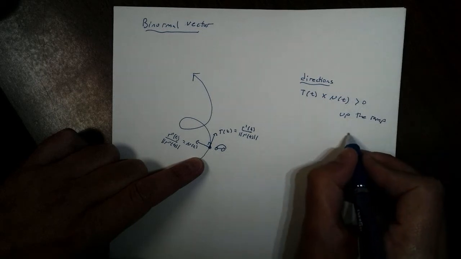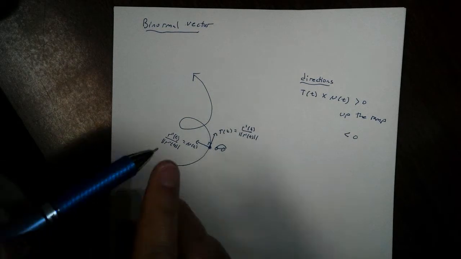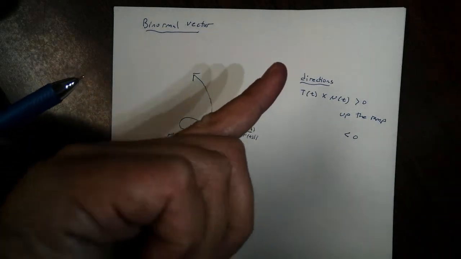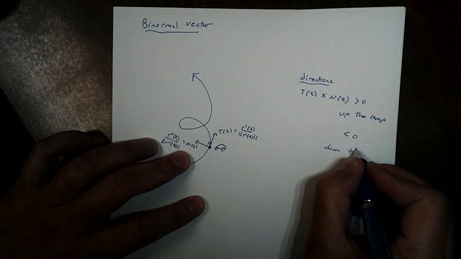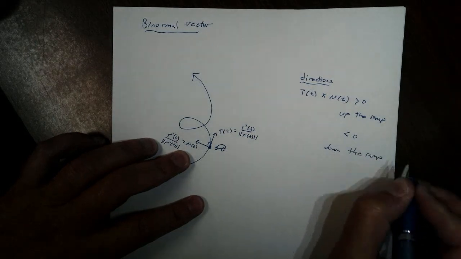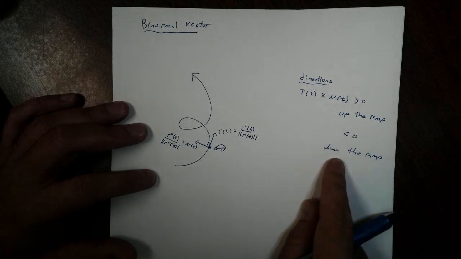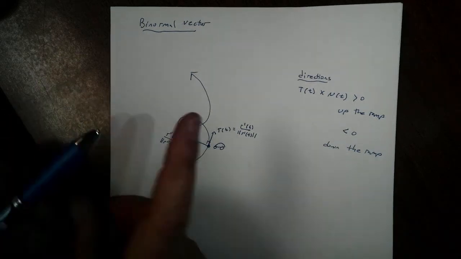If the cross product is less than 0, well, let's see what would happen. I can't really do it. We would be going down the ramp. I couldn't twist my arm that much. Sorry, I'm getting old. So we would be going down the ramp.